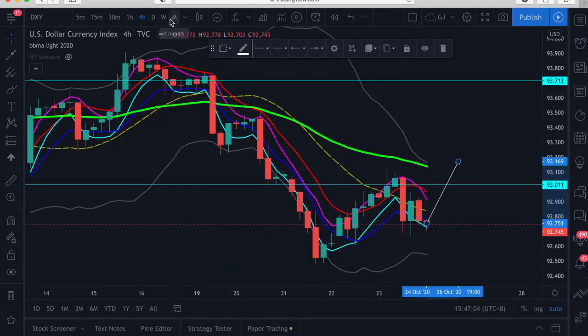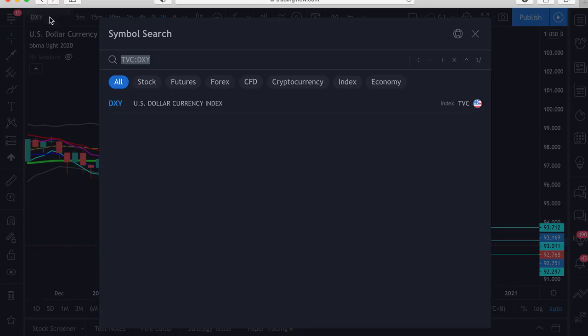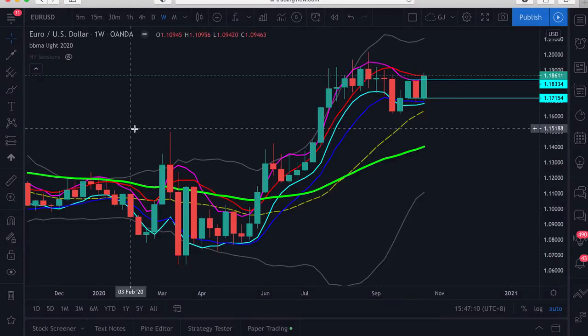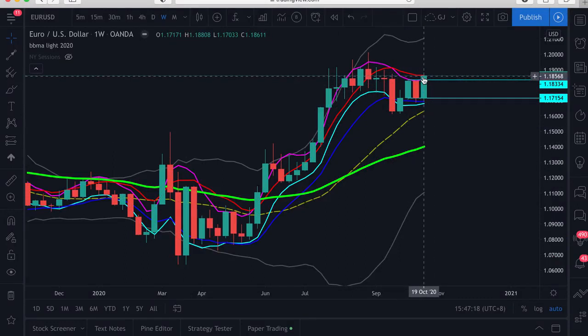So next pair we want to look at is the EURUSD. EURUSD is inversely correlated with DXY. So as you can see here, if we're gonna buy DXY, EURUSD is a sell. Price is currently at the MA 510 high, and we expect it to go down to retest the MA 510 low. So re-entry sell for us.